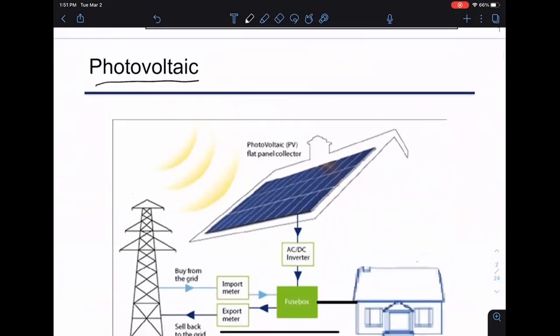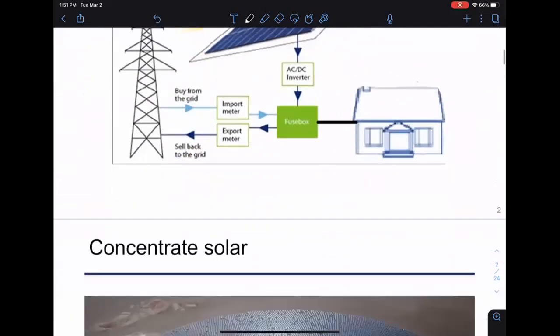This is the more common one because you can build it on your house, or on top of our own campus buildings.